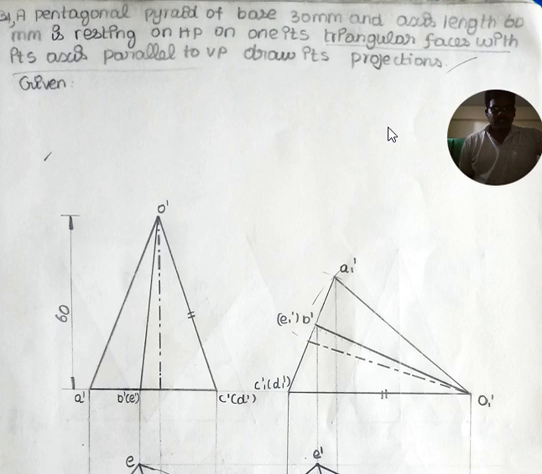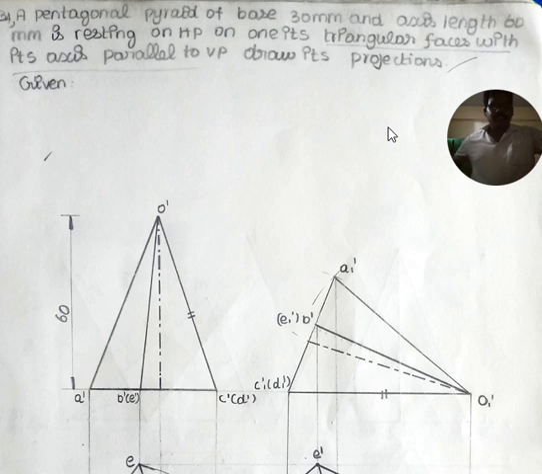So here the given problem is a pentagonal pyramid. A pentagonal pyramid is a solid object. It has three dimensions. It has one base and one apex, five base sides, five slanting edges, five triangular faces, and one axis perpendicular to the base. So here the dimensions of the pentagonal pyramid are given to us. Base side is 30 mm and the height of the pyramid, or axis length, is given as 60 mm.